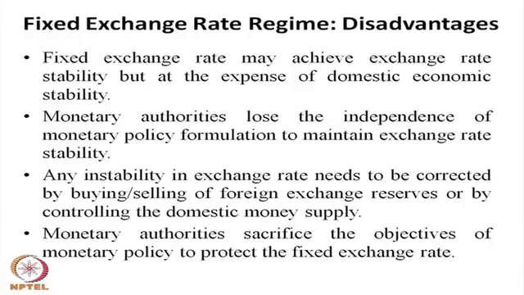The monetary authority sacrifices the objective of monetary policy to protect a fixed exchange rate, because the objective of monetary policy is to control inflation through a responsive monetary policy. The responsive monetary policy allows them to decide what should be the level of money supply in the economy, what should be the structure of interest rate. If they decide these two and try to maintain these two, they cannot control the fixed exchange rate.